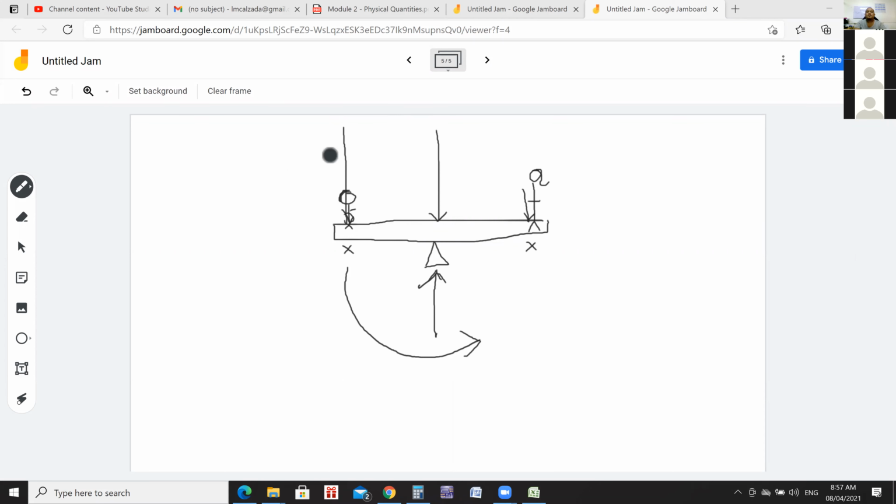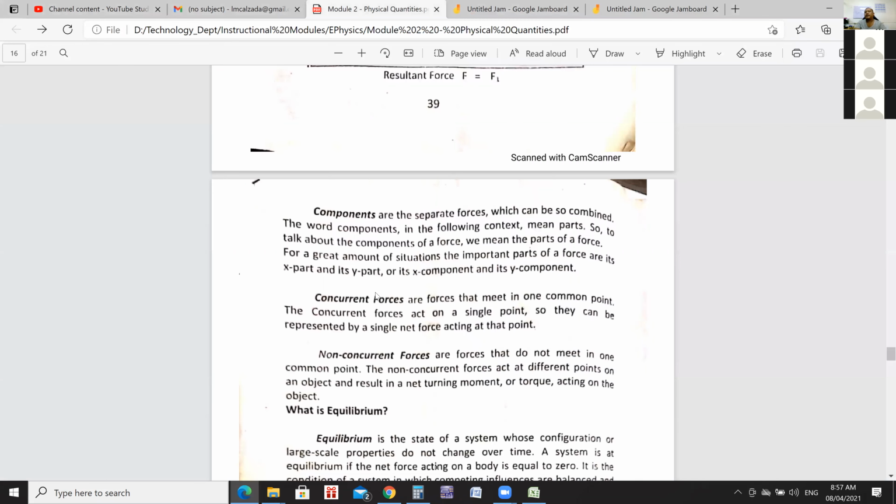Okay? So you now understand concurrent and non-concurrent forces. Concurrent forces are forces that meet in one common point, while non-concurrent forces are forces that do not meet in one common point. The non-concurrent forces act at different points on an object and result in a net turning moment or torque.